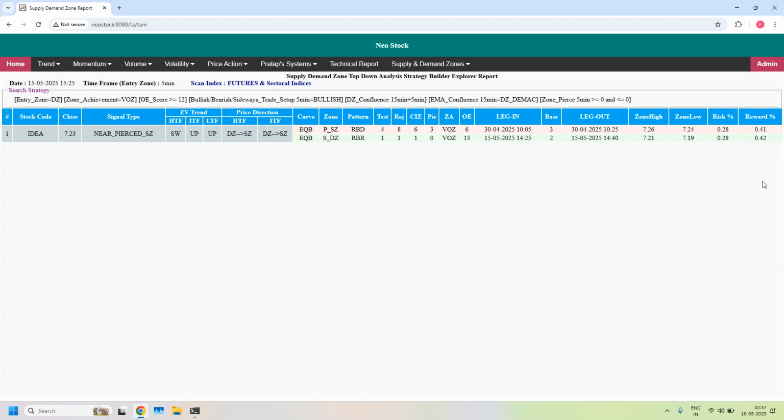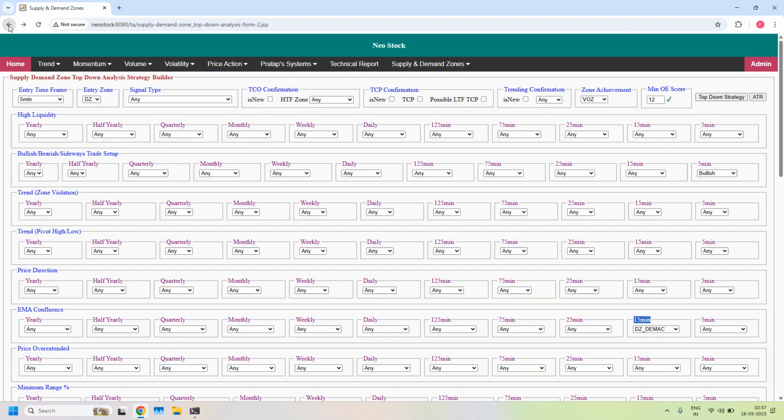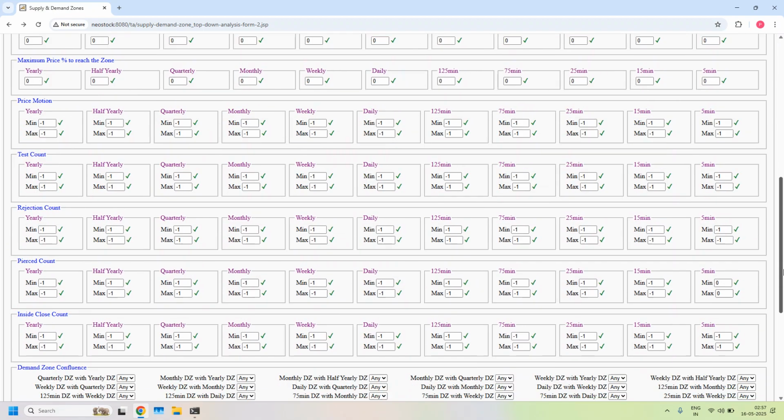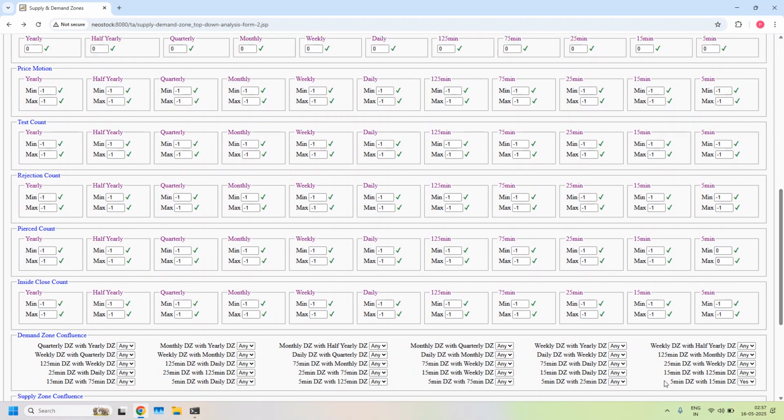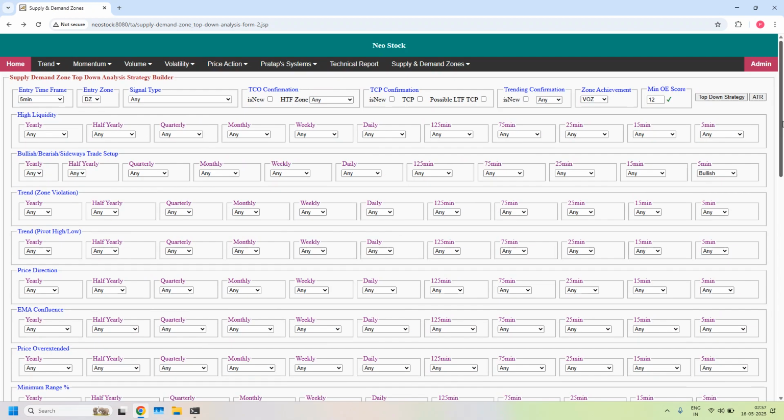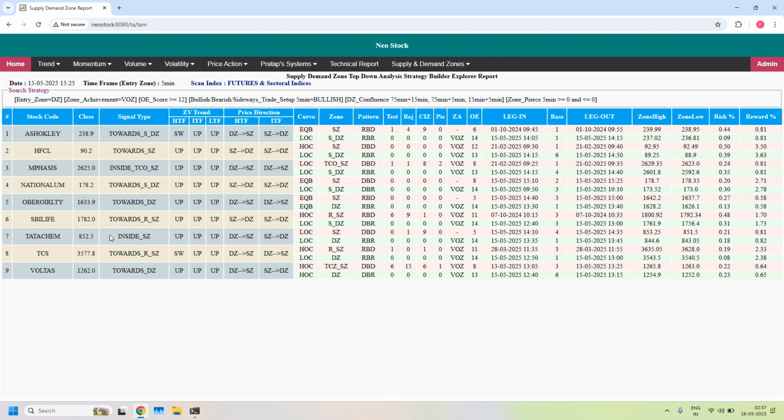Let us filter based on LTF, ITF, HTF demand zone confluence. I am removing the EMA filter. In the demand zone confluence, 3 filters we have to set. First filter is already enabled. Next, 5 minutes demand zone with 75 minutes demand zone confluence. 15 minutes demand zone with 75 minutes demand zone confluence. With all the 3 filters, we got 9 stocks.